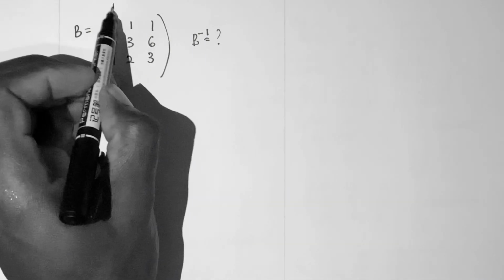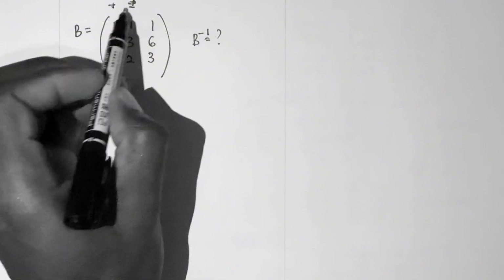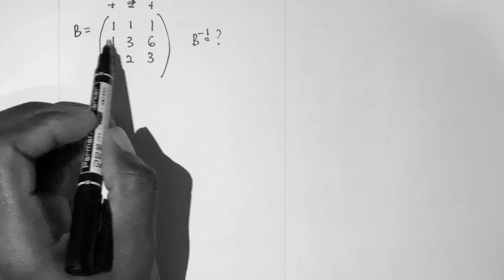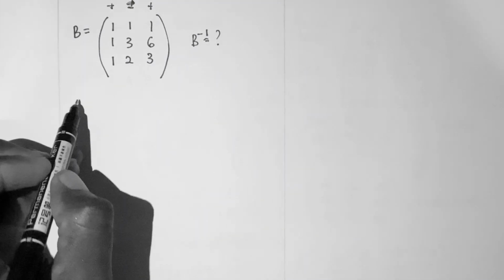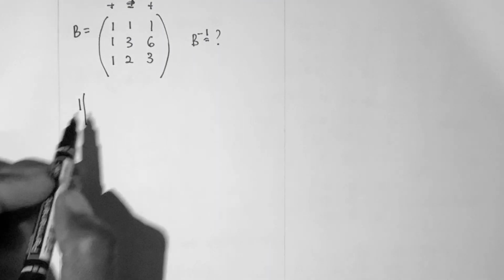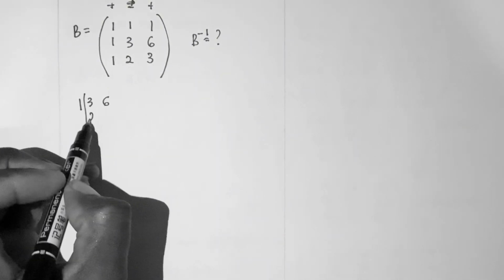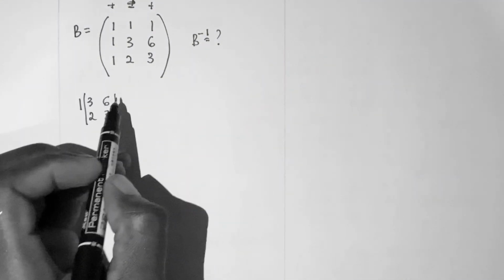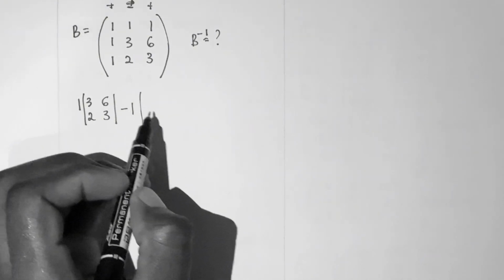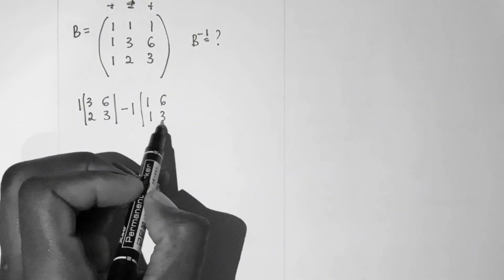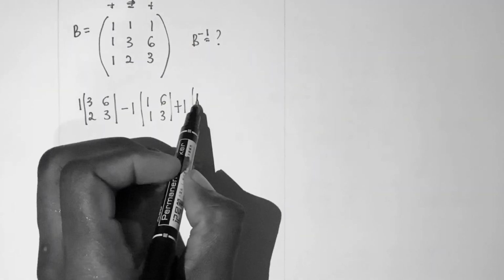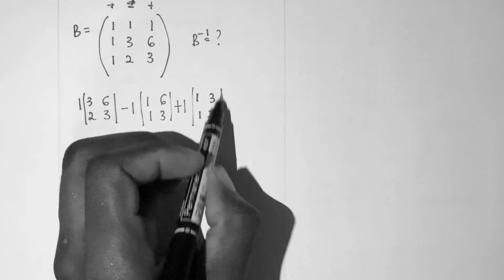So remember we said, if we are using the first row, it is plus, minus, plus. You can use the second row, but in that case, that will be minus, plus, minus. So here becomes 1. Then we rule out the row and column in which 1 is. So here is 3, 6, 2, 3. And then minus 1. Rule out the row and column of 1. So we are left with 1, 6, 1, 3. Then plus 1. Rule out the row and column of 1. We are left with 1, 3, 1, 2.